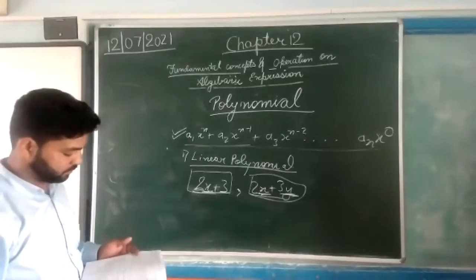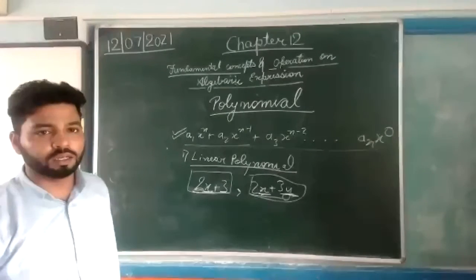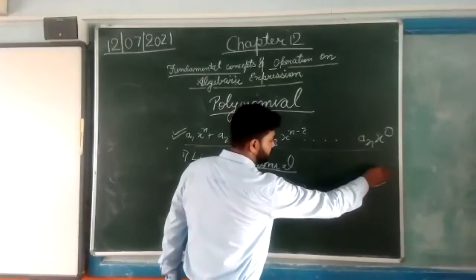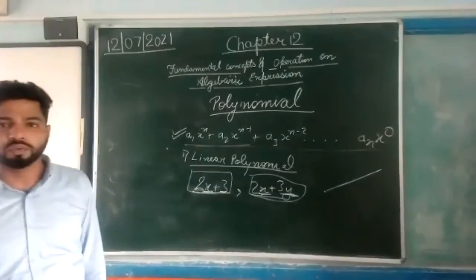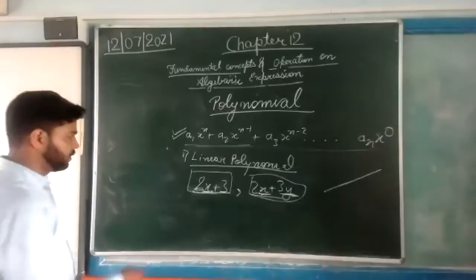Yes, sir. Like say 2x plus 3x, then will it be linear or not? That will also be linear. And every linear polynomial makes a line on the graph. If you plot it on a graph, it will make a line. Okay? Second.